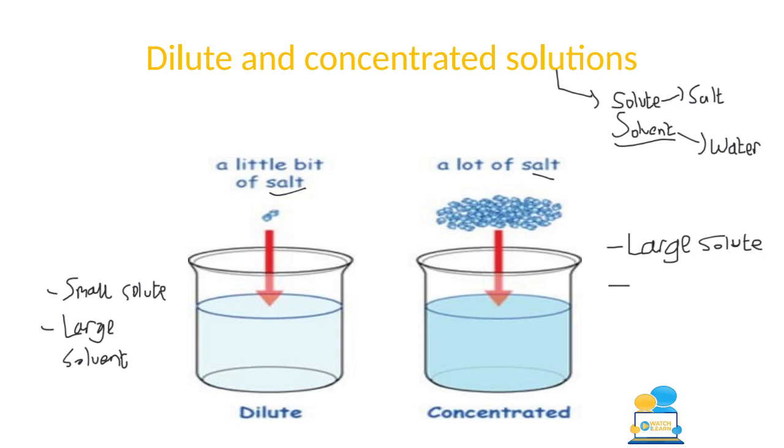Again, let's relate this to what we have on the other side. In this case here, we have a large amount of solvent and a small amount of solute in dilute solution. We cannot have a large amount of solvent and a large amount of solute in the one solution. So therefore, if we're looking at the concentrated solution now, we've got a large amount of solute in a small amount of solvent.